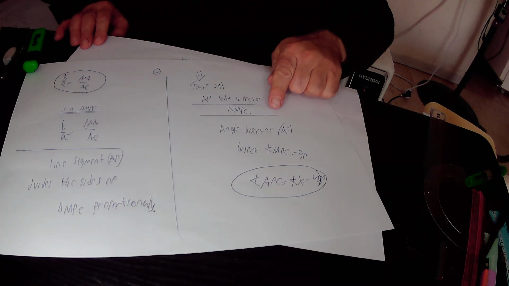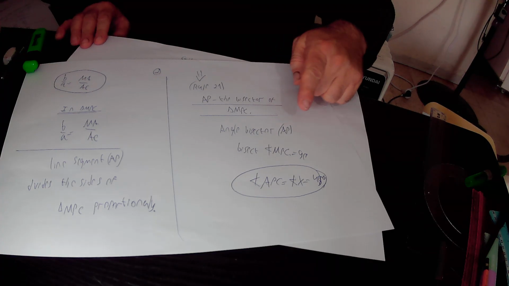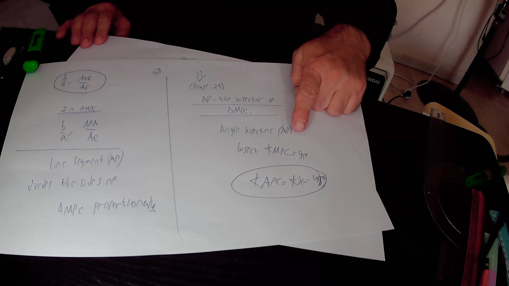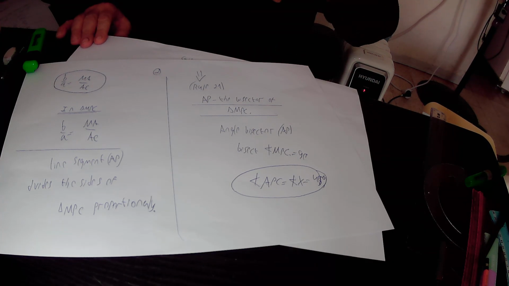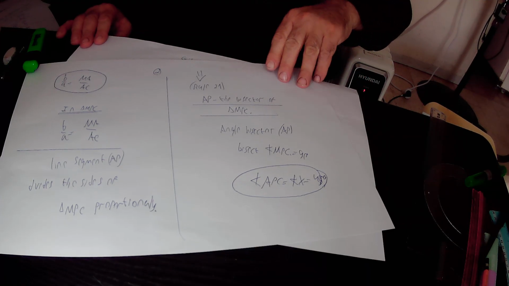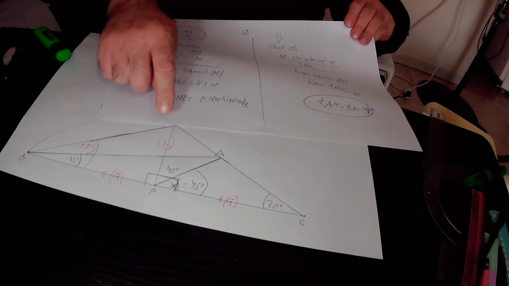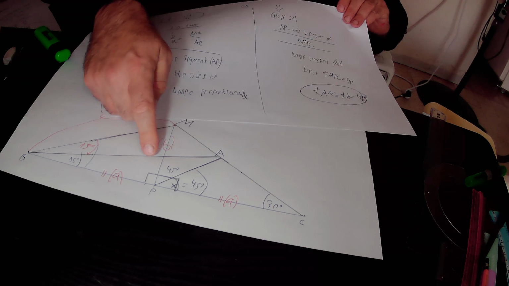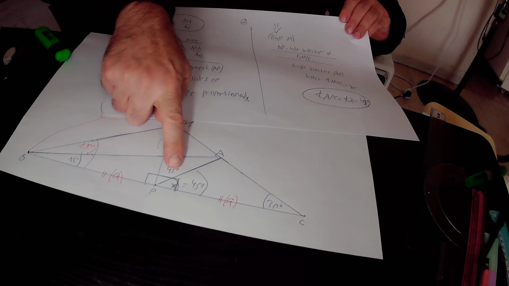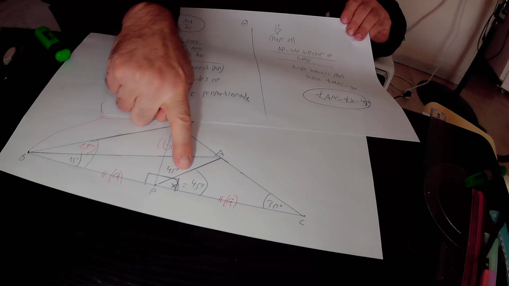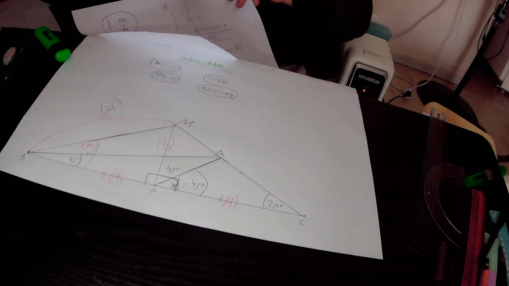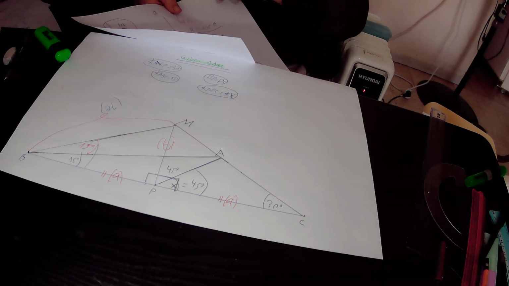Here again, angle bisector AP divides angle MPC into two halves. Angle MPC in total is 90 degrees, so each half must be equal to 45 degrees. That is to say, the second half of the big angle MPC is equal to 45 degrees. Angle APC is equal to x, which equals 45 degrees. So we finish repeating the first question.